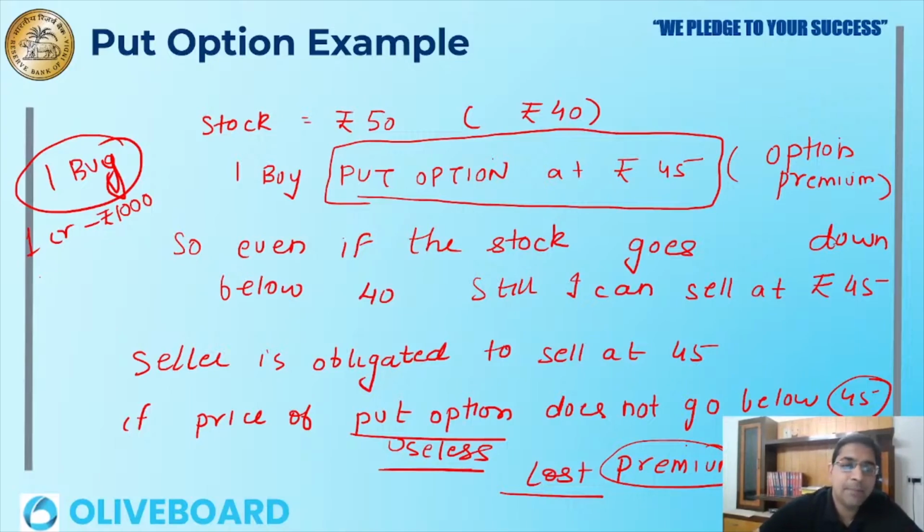Here you only pay the premium amount. And how can you get the profit in the call option and put option? By speculating the price, and if it goes below that, or sometimes above that, you get the profit out of it. So this is how the put option works.